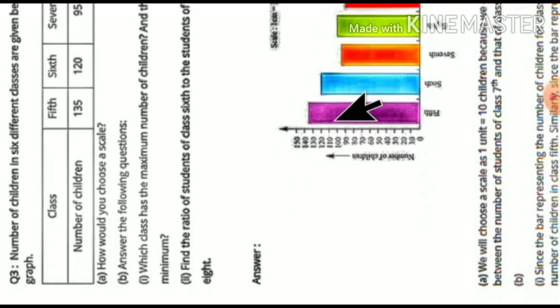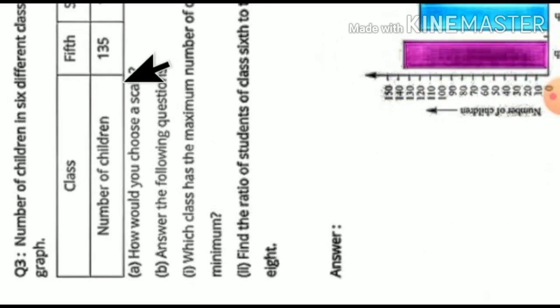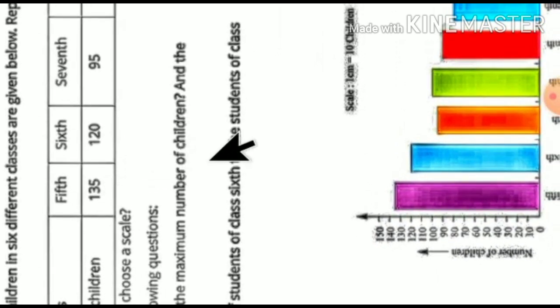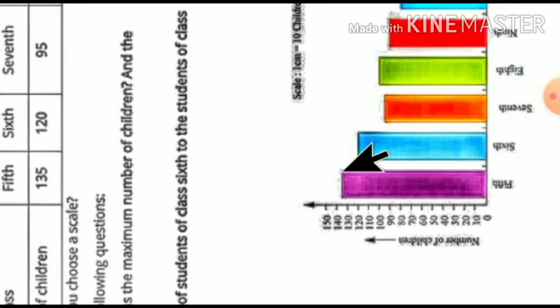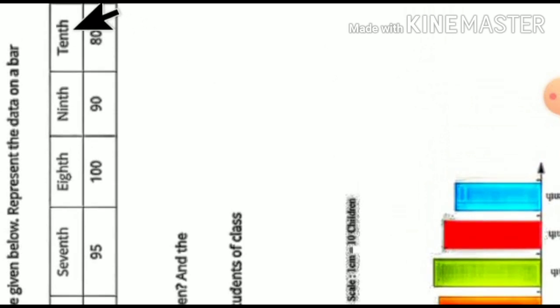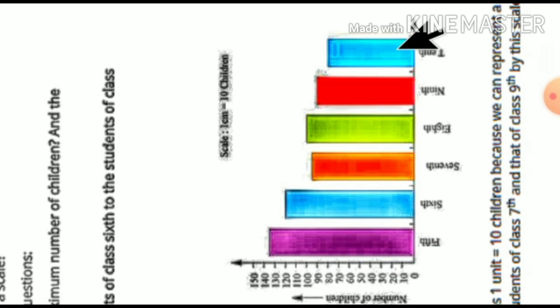Okay. Now second question. Which class has the maximum number of children and the minimum? Now we can see here from all these numbers, class 5th is having the maximum, that is 135. Also from the graph we can see that the graph of the 5th standard is the tallest one. And class 10 students, they are 80. So from the graph we can see the 10th standard graph is the smallest one. Okay. Now let us see the answer.